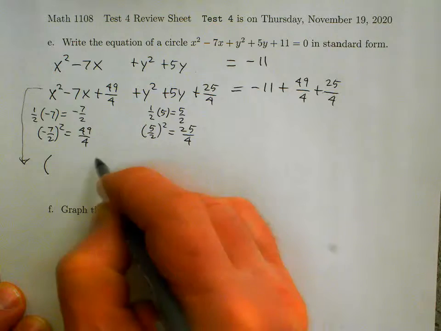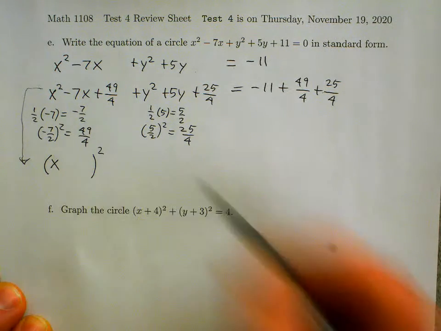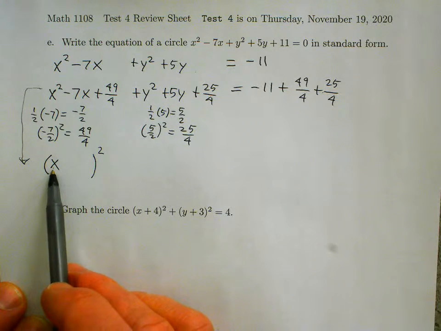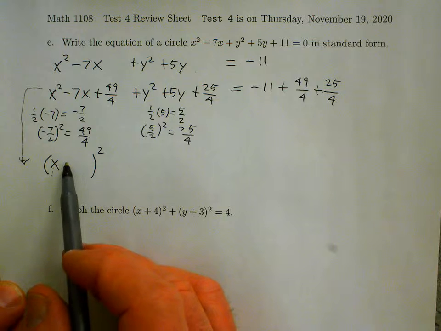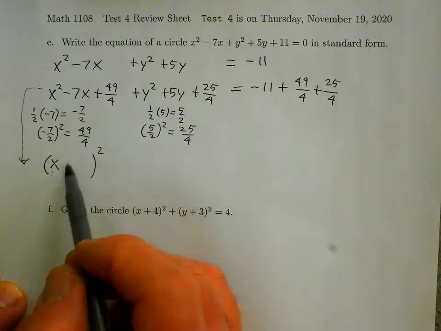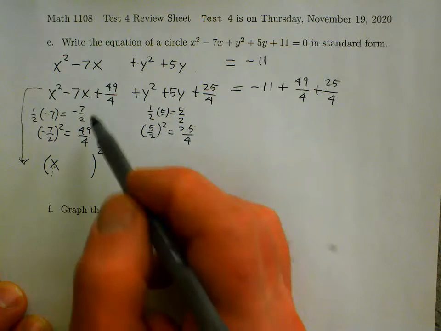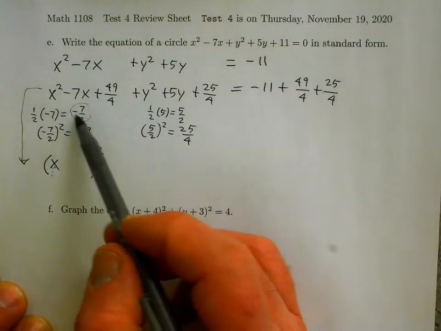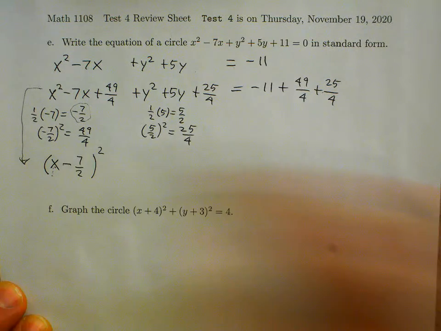Well, we know we need a binomial squared, and we know that we need x inside. The x is the first term of the binomial. So how do we know what follows the x? Well, what follows the x is what we got when we took 1/2 of -7. So minus 7 halves, x minus 7 halves quantity squared.